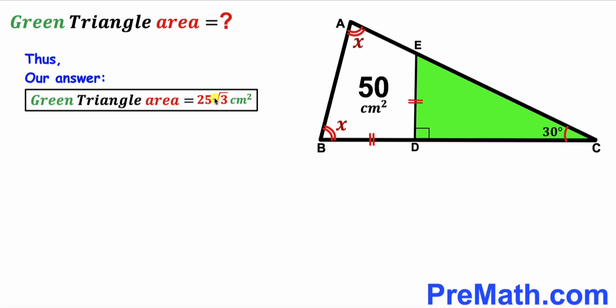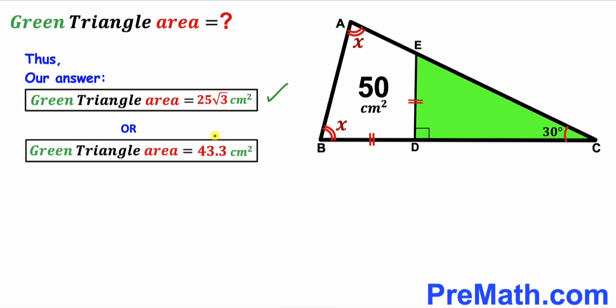So thus, after all the calculations and manipulations, the area of this green shaded triangle turns out to be 25 times square root of 3 centimeters square, and that's going to be equal to 43.3 centimeters square as well. And that's our final answer.